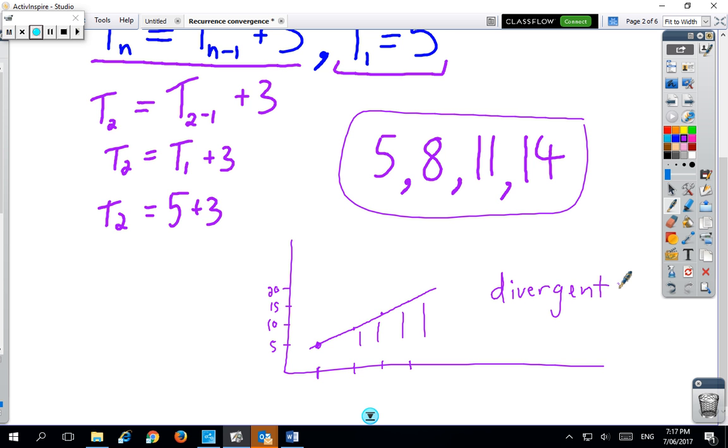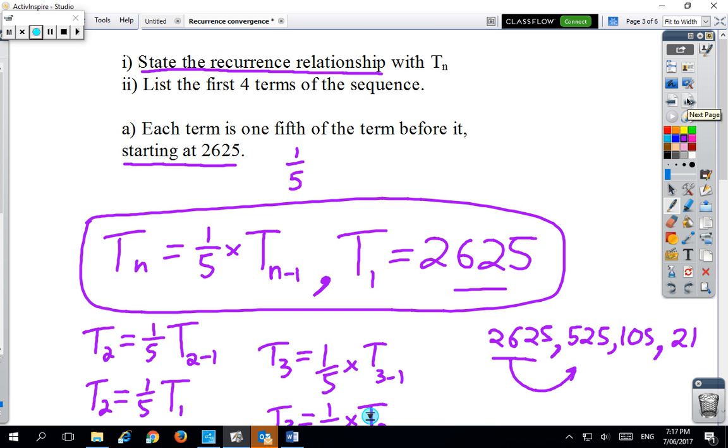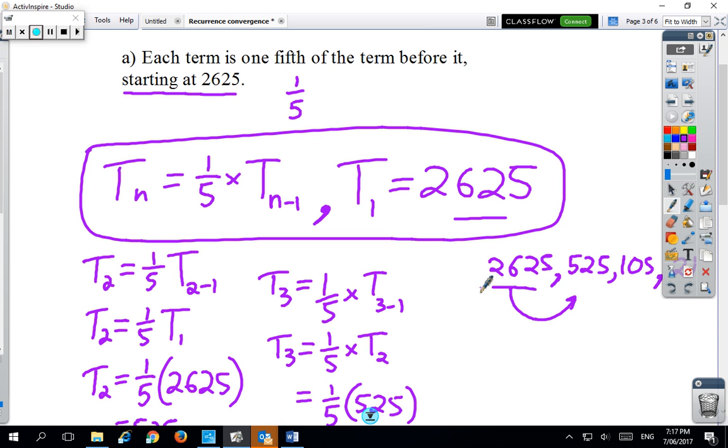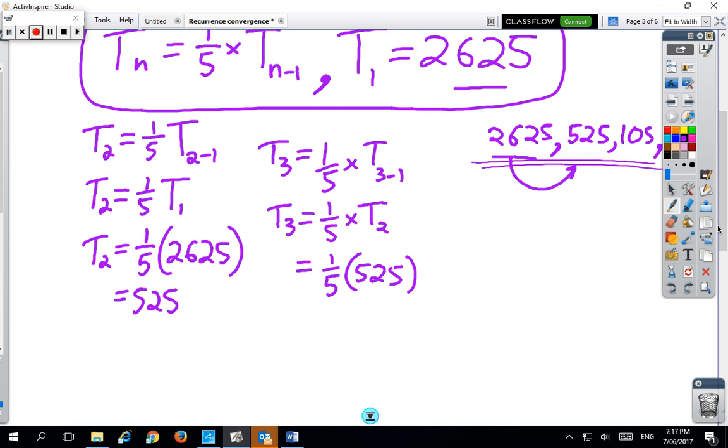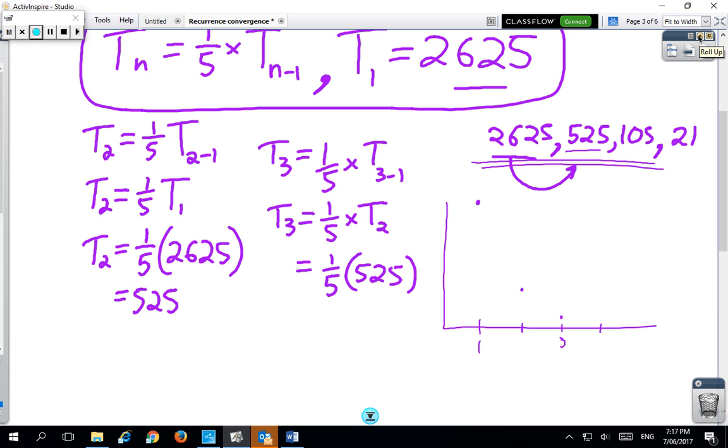Okay, so let's have a look at another one. This one here is our recurrence relationship that produced these numbers here. Now this picture, of course, I'm not going to draw it beautifully to scale or anything, but our first term, term 1, was a very, very big positive number. And then very quickly it shrunk. So term 2, 525, was tiny compared to that. And then term 3, it shrunk even further to 105. And then term 4, which is hiding, there it is, 21.